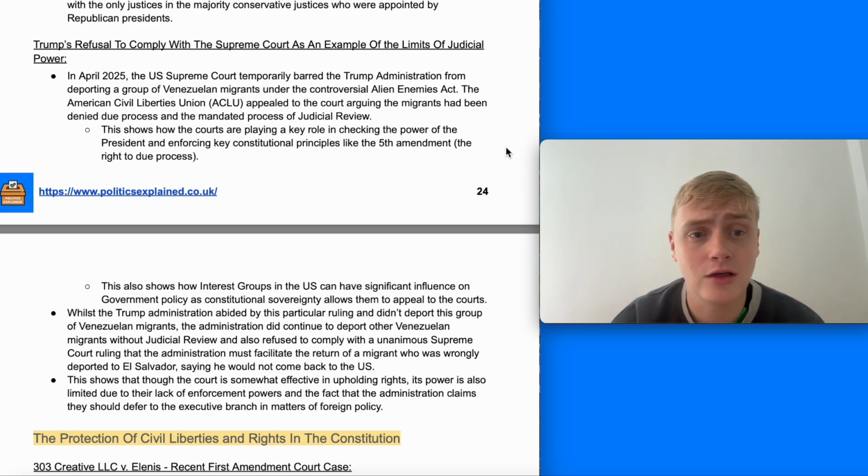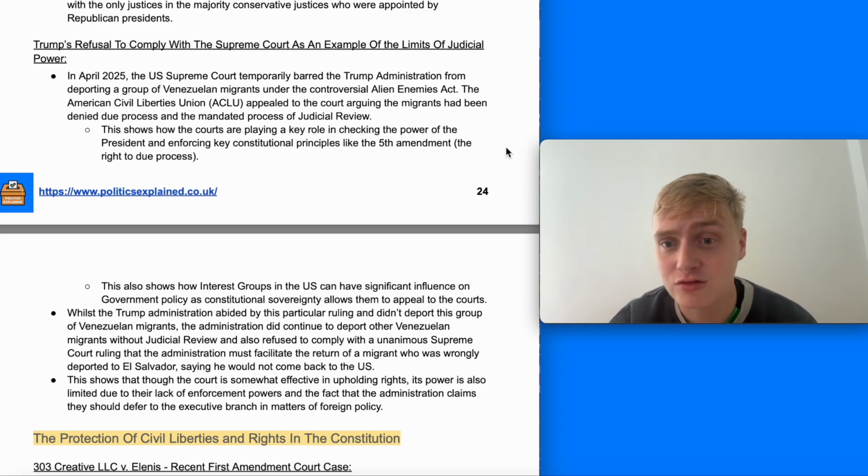So crucially, this shows how the courts are playing a key role in checking the power of the president and enforcing key constitutional principles, in this case, the Fifth Amendment, as they effectively barred the Trump administration from doing something because the presidency wasn't upholding the law. It also shows how interest groups, as I said, can have impact on government policy, as constitutional sovereignty allows them to appeal to the courts.